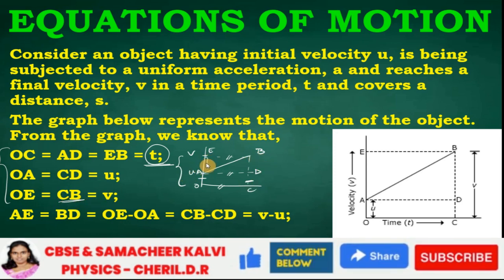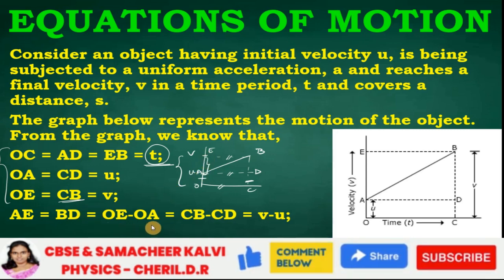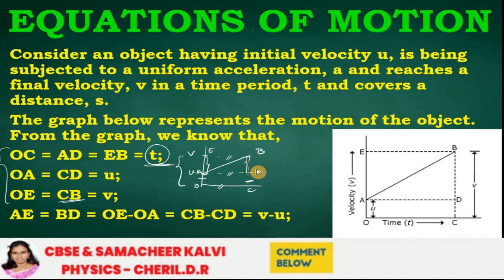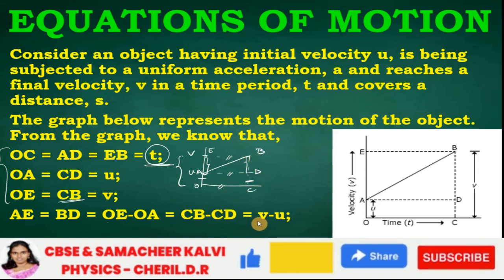Then you can calculate this mid value AE. AE is what? OE minus OA. Likewise, your BD. Your BD is what? CB minus CD, which will give you V minus U.